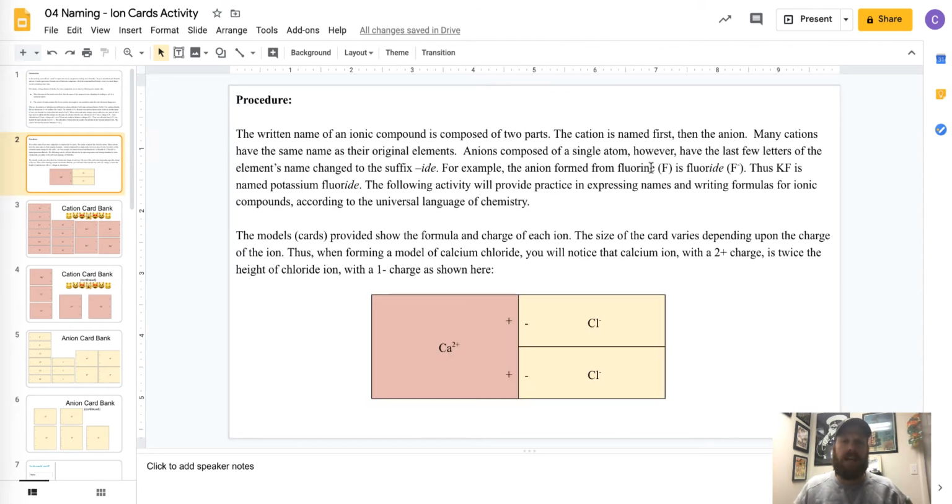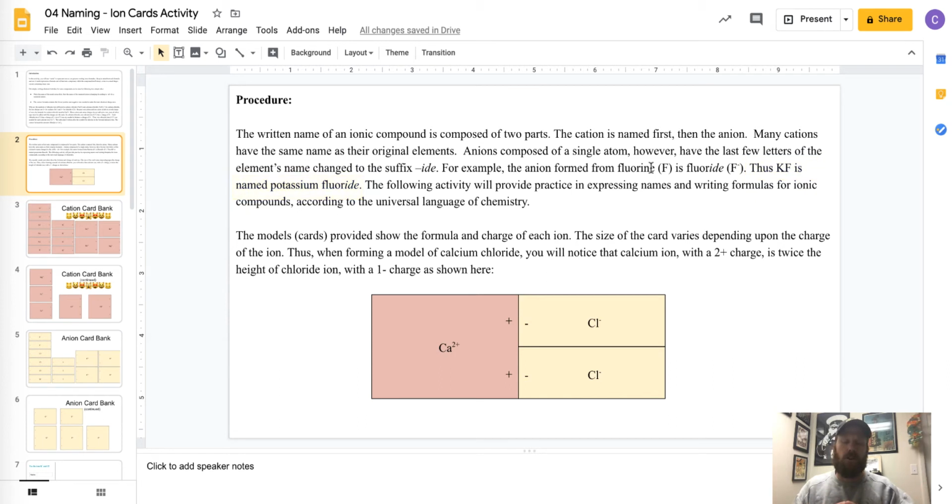So let me explain and demonstrate the procedure you're going to follow to complete this activity. One of the things you'll be doing is reviewing how to name an ionic compound involving a metal cation and a nonmetal anion. The cation always gets named first, and you just use the name of the element. The nonmetal gets named second, and you change the ending of the nonmetal to -ide. So if I had potassium as my metal and fluorine as my nonmetal, if these made an ionic compound, the name of the compound would be potassium fluoride.